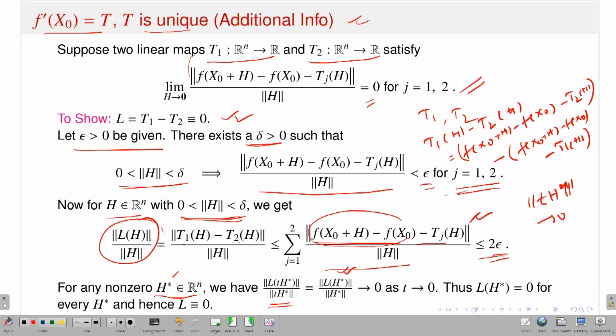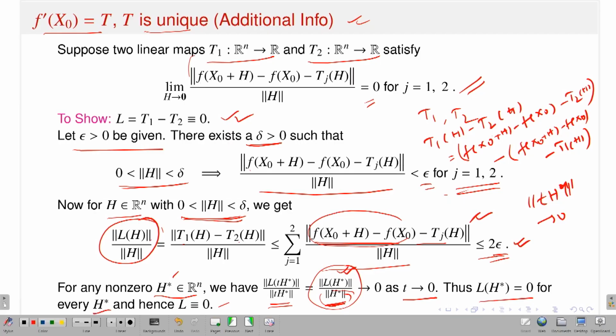If this goes to 0, what will happen? This implies that the norm of LH by norm of H also goes to 0. Since I am hitting with T, T will get outside, so this goes to 0 as T approaches 0, but this remains constant. So I am talking about the point norm of LH star divided by norm H star, and this is 0. Now this is a non-zero vector, therefore LH star is 0 for every H star, and therefore L is 0.